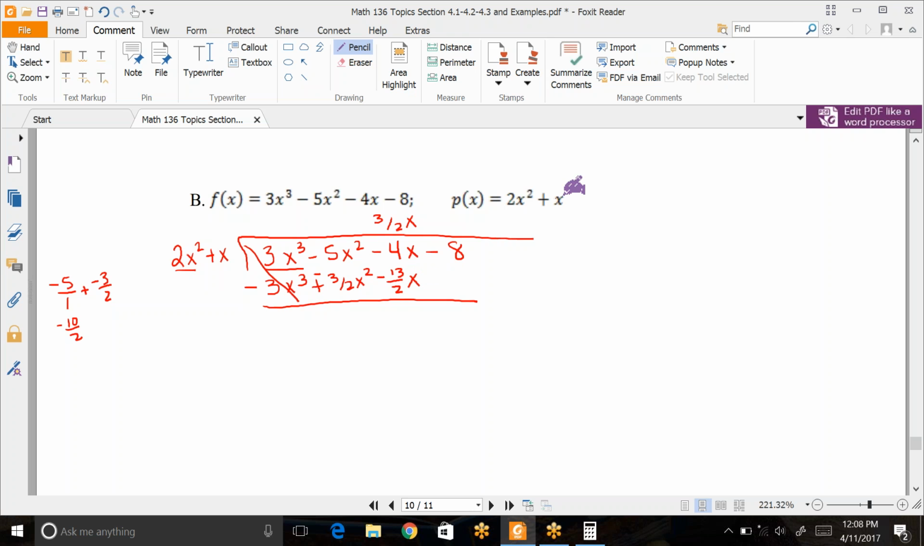x. So then when we combine our, sorry, I wrote that in the wrong spot. Goes underneath this over here. So -13 over 2 x squared. Bring down everything else. So -4x and -8.